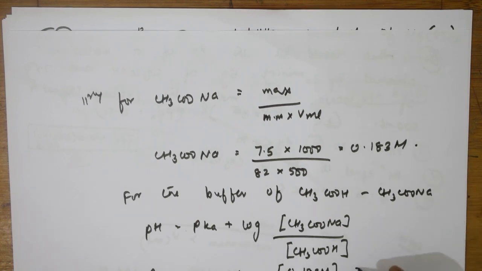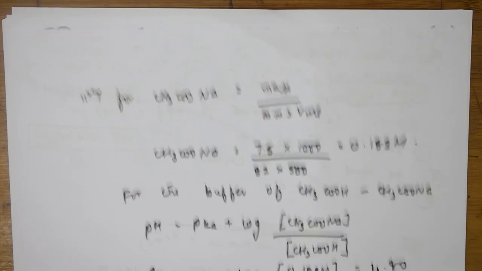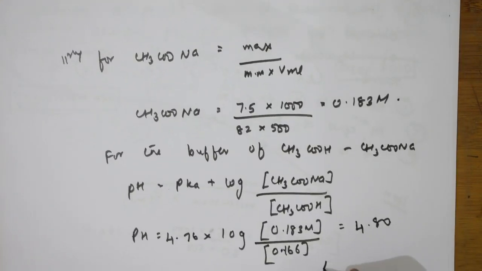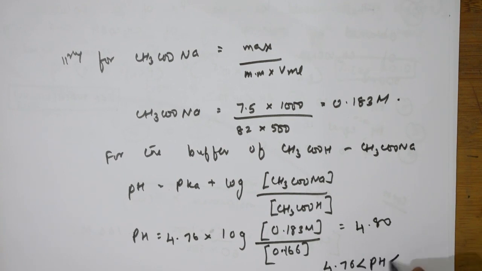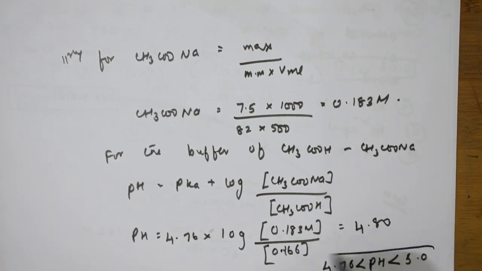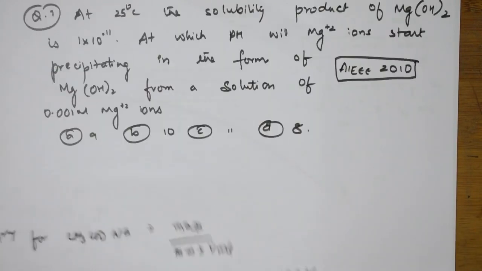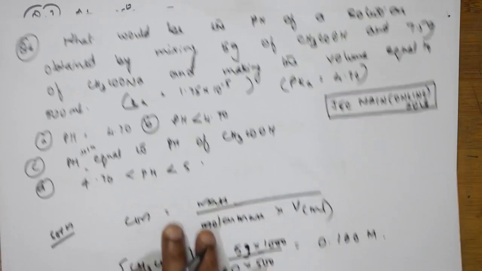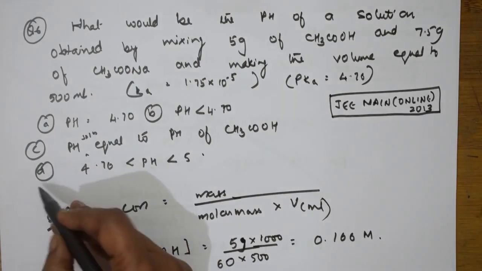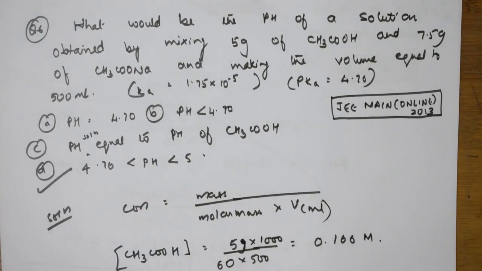When I solve this, I get an answer of 4.80. That means 4.76 is very much less than pH, which is very much less than 5. This is the option. Means our answer lies at this option. So the correct answer is this.